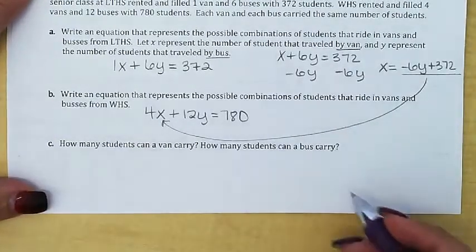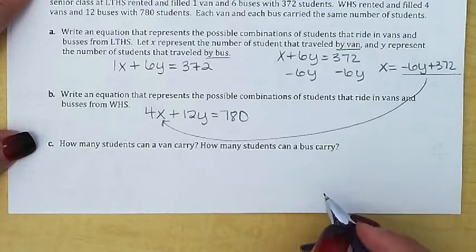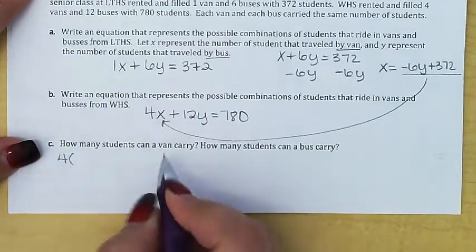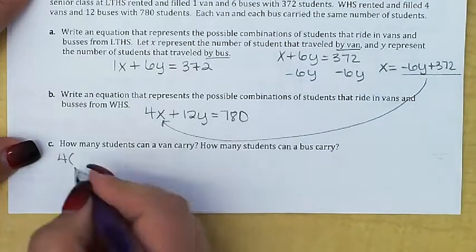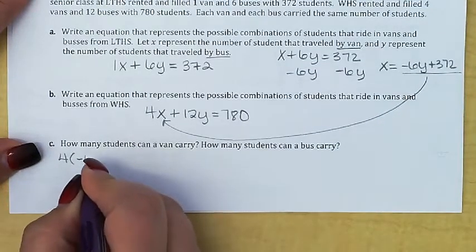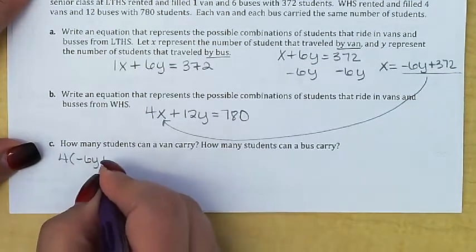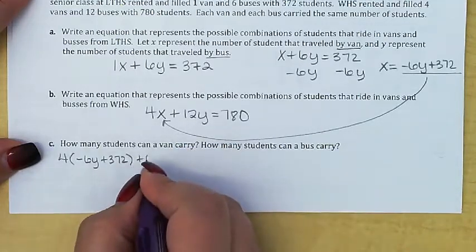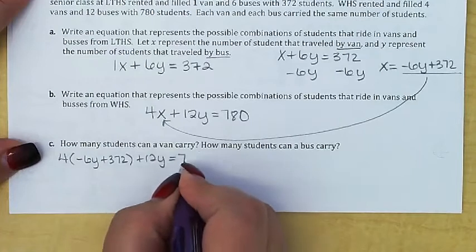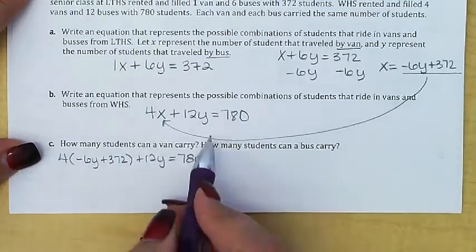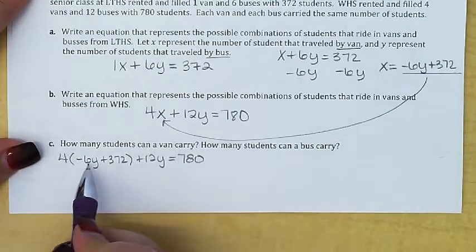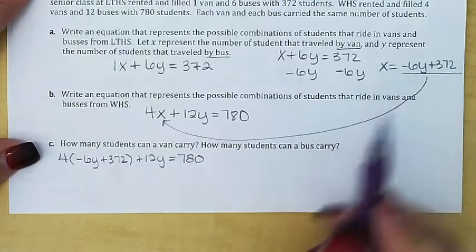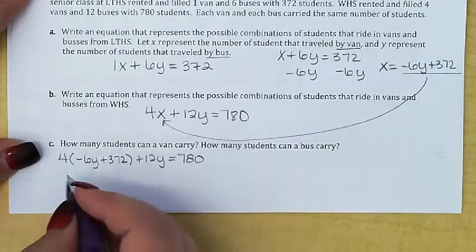So to solve for part C here, our system, I'm going to take this equation 4 times, but instead of writing an x, I'm going to substitute in that negative 6y plus 372, and then still have the plus 12y and the 780. So I've taken the equation that represents Westlake. Instead of writing an x, I'm plugging in the expression I know is equivalent to x, okay? And we'll distribute and solve.